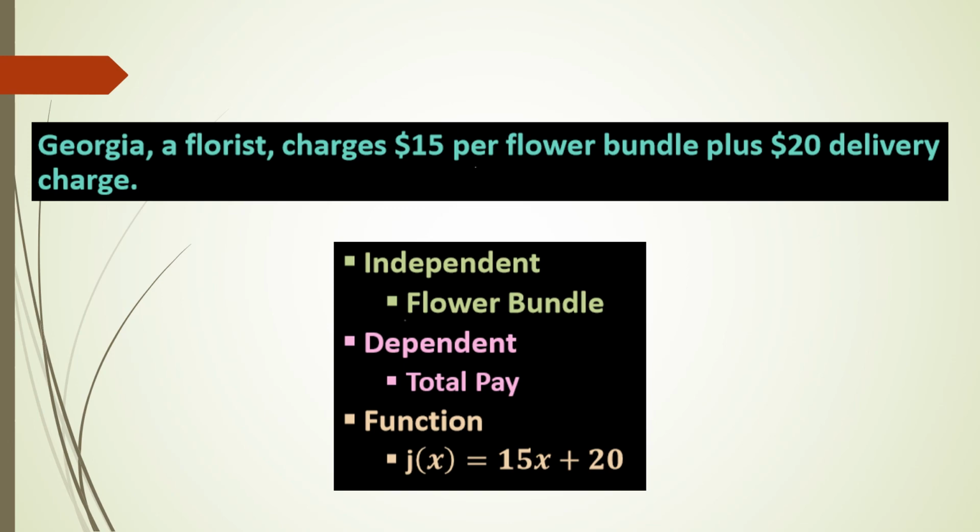So in this scenario, you see the keyword per right here. So you have the phrase 15 per flower bundle. So $15 is your cost per bundle right here. And then your flower bundle is your independent, and you see the plus $20 right here. So if you were to write a function, you're going to simply put 15. Think about the per as being an X right here, and then the word plus, and you're going to put a plus over the word plus. And when you write your function, it's going to be J of X equals 15X plus 20.